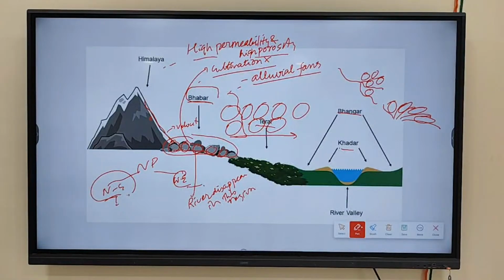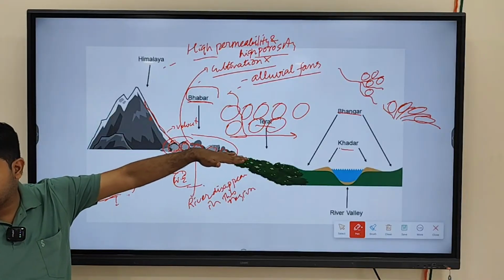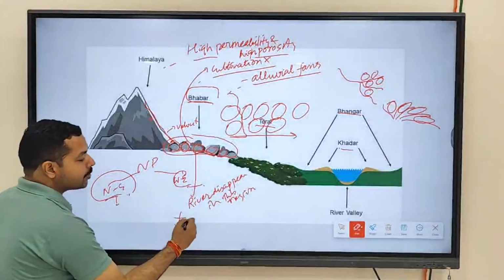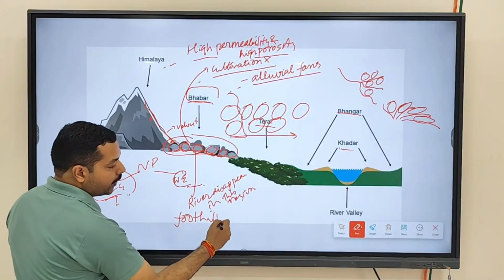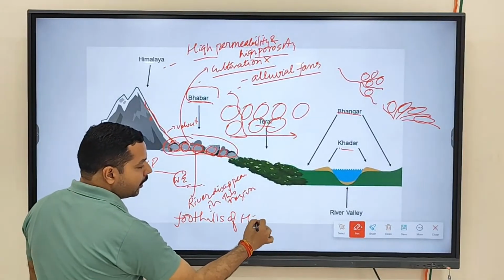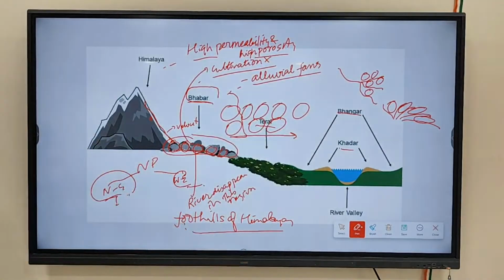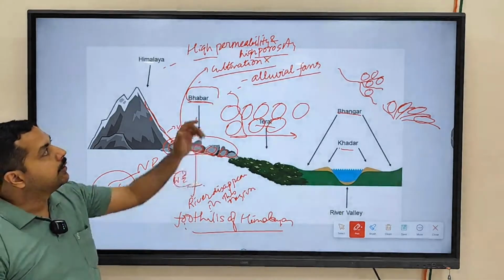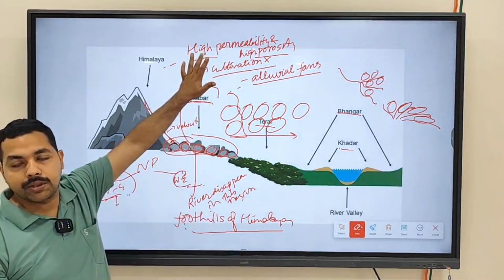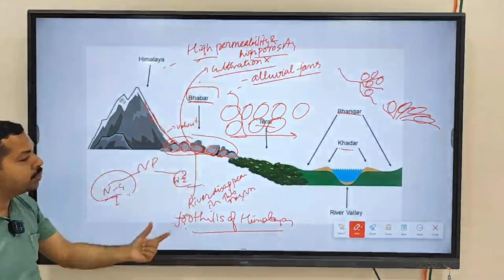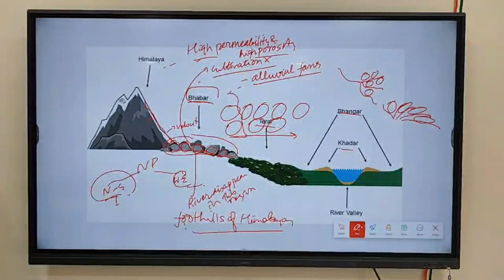So as we discussed, where do we find the Bhabar region? At the foothills of the Himalayas, where the Himalayas are ending, you will find this particular type of region. It is dominated by big boulders, known for high permeability and porosity, and poor for cultivation. This is an important point you have to keep in mind with regard to the Bhabar region.